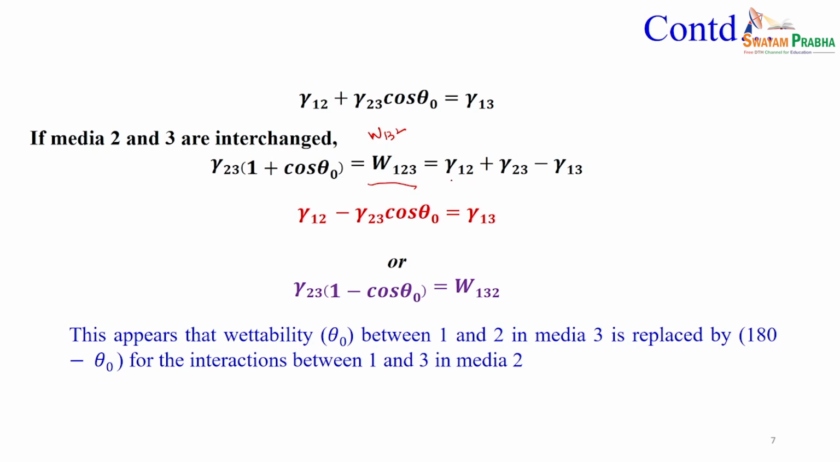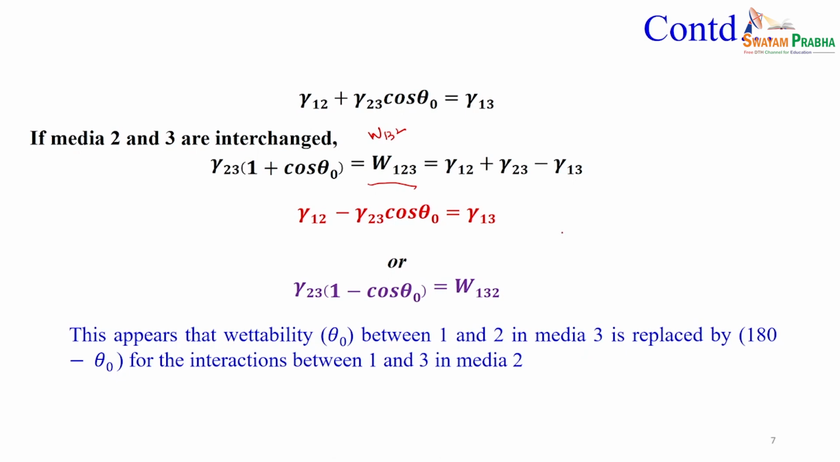W 1 2 3 will be gamma 1 2 plus gamma 2 3 minus gamma 1 3. So, from here if you rewrite this, it is coming out to be gamma 1 2 minus gamma 2 3 cos theta is equal to gamma 1 3. Or from here again you should be able to write this is gamma 2 3 cos theta, this is gamma 1 3.